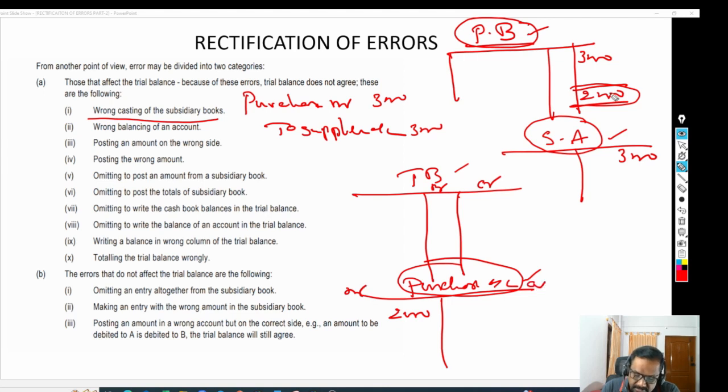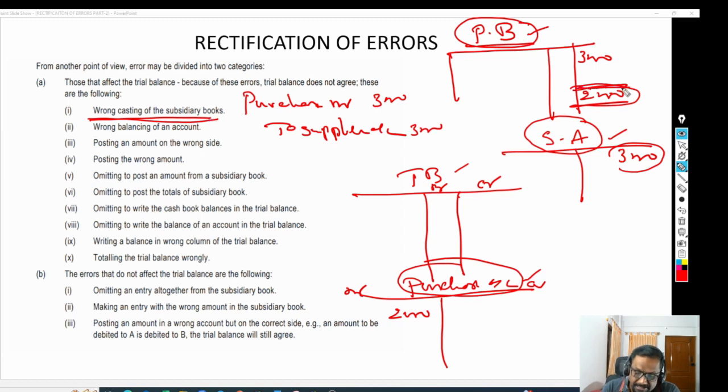In the purchase account, the same 2,000 will come to the debit side. But your supplier account is posted correctly with the 3,000. The supplier account is posted correctly because the problem, what they said here, is wrong casting of the subsidiary book. The mistake happened only in the subsidiary book, that too while totaling.